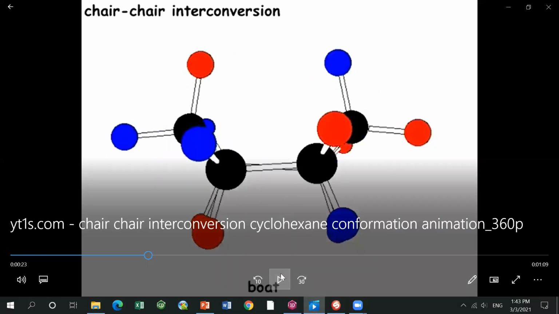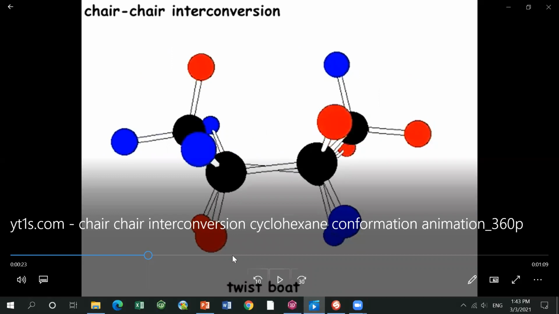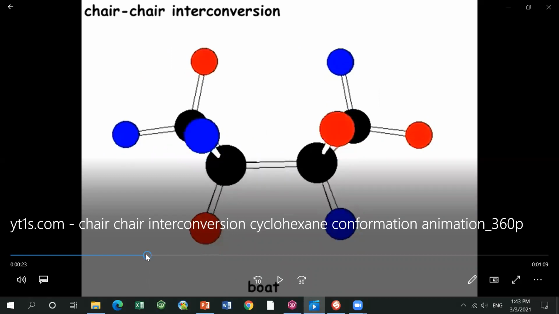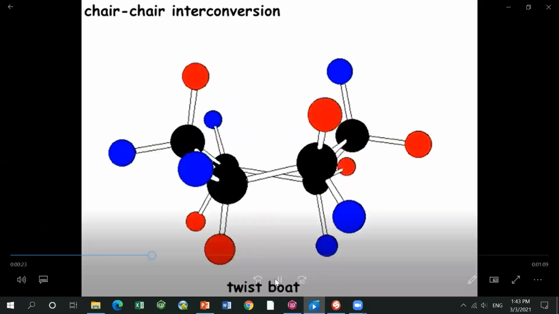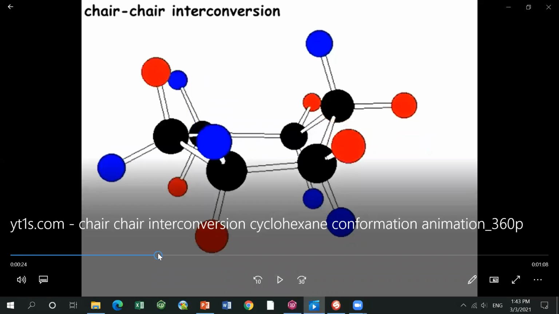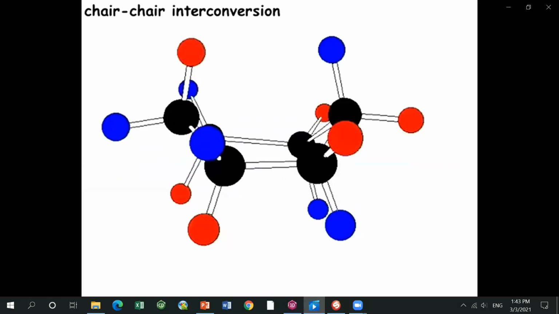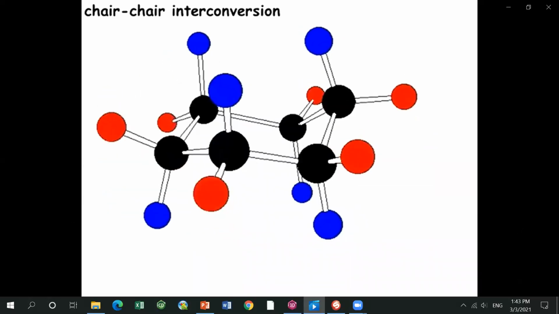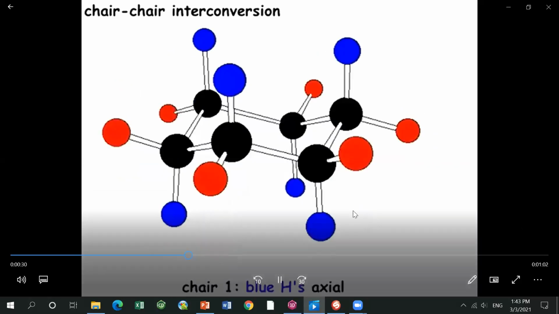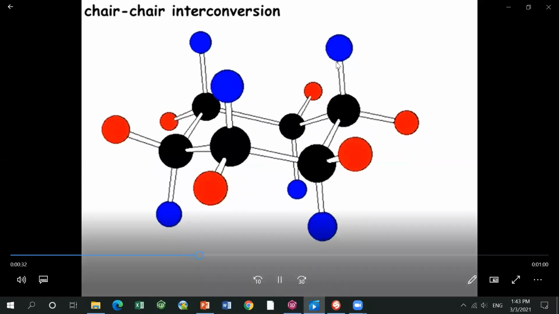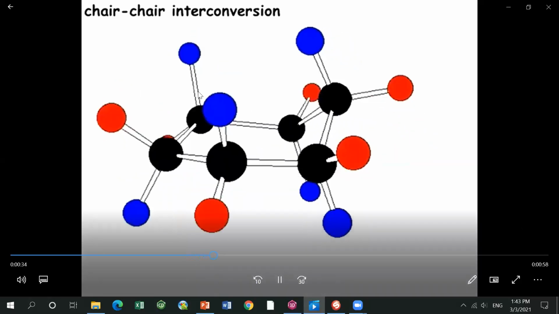Maybe stop here. When you do the ring flip, the molecule actually bypasses some other conformations. One conformation we call the boat, and another conformation we call the twist boat. And then you can do the ring flip again. You can see the three blue hydrogens become axial.